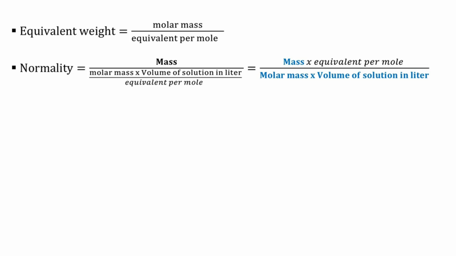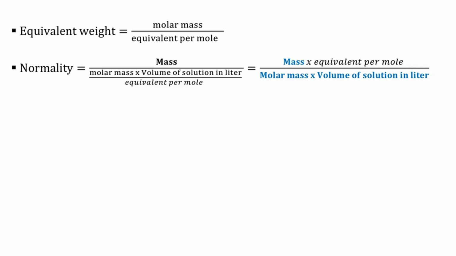So now if you check, when you have the mass divided by the molar mass, we can then multiply the equivalent per mole in the numerator. Then we get the mass times the equivalent per mole divided by molar mass times the volume of solution in liter. If you check in that formula, we have mass divided by molar mass times the volume of solution in liter, which is equal to molarity.